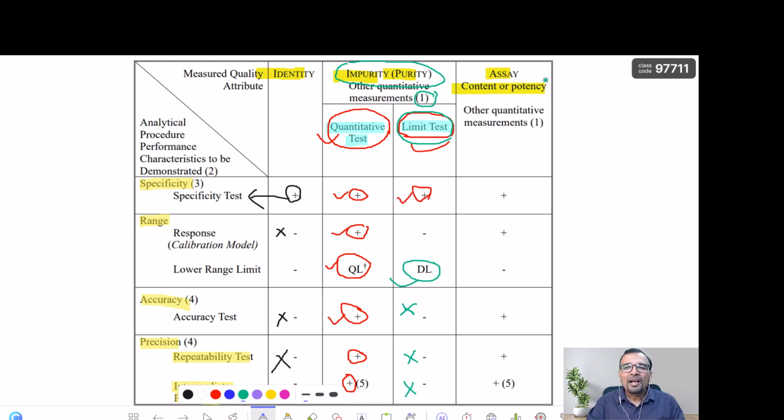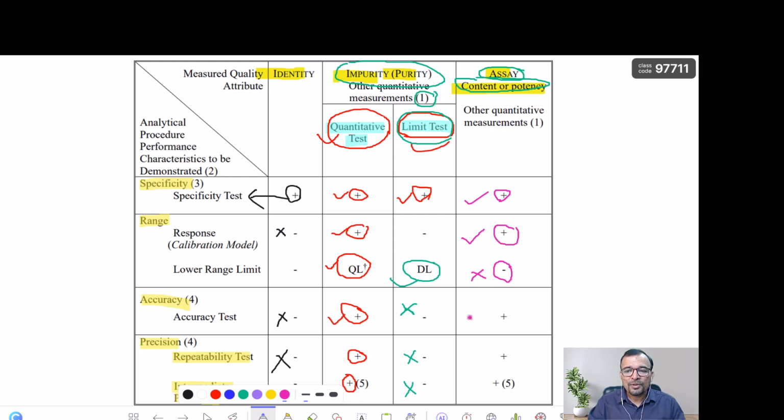The next important type of test is assay, content or potency. So what parameters need to be performed? Here is the first one: you need to perform specificity, and it is plus given over here. You need to also perform the range, but there is no need to perform the lower range limit, like detection limit or quantitation limit, it is not required.